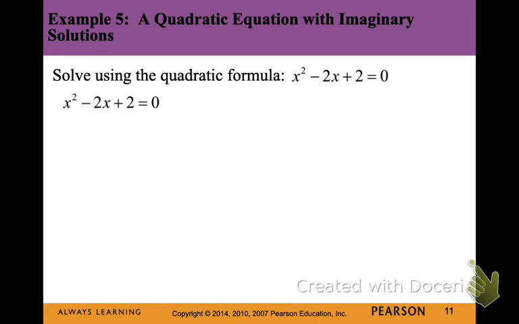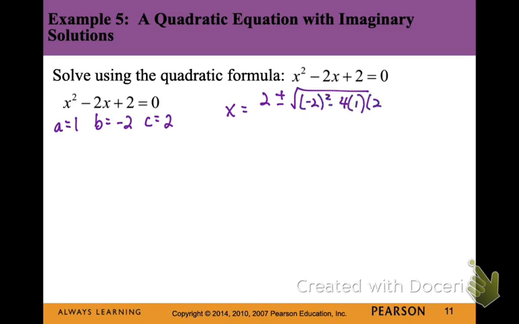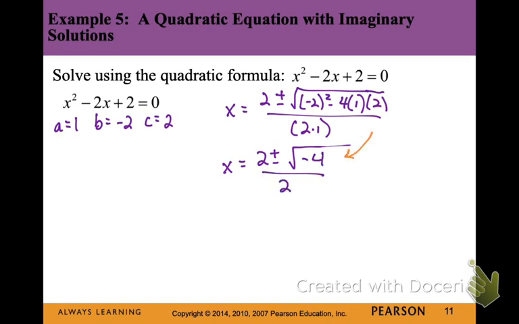So let's look at this problem. We're going to solve this quadratic. The first thing I'm going to do is pick out a, b, and c. Then I'm going to plug those values into my quadratic formula. So notice I have positive 2 plus or minus the square root of negative 2 squared minus 4 times 1 times 2, all over 2a, so that's 2 times 1. Now I'm just going to clean this up and simplify what's under the square root. Right away I notice that my number underneath the square root is negative. I have a negative discriminant, so that means I'm going to have two imaginary solutions, and they will be complex conjugates.